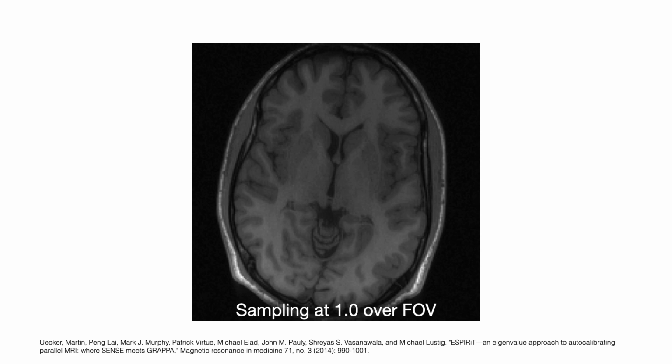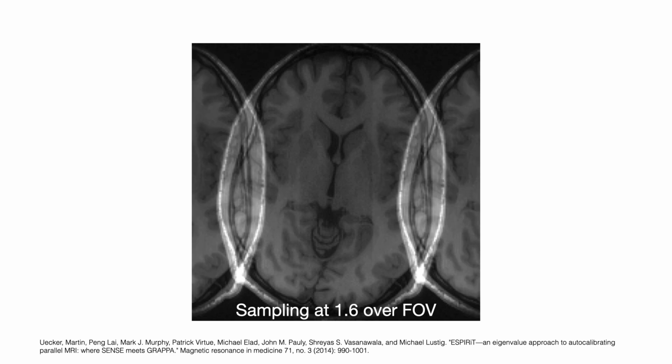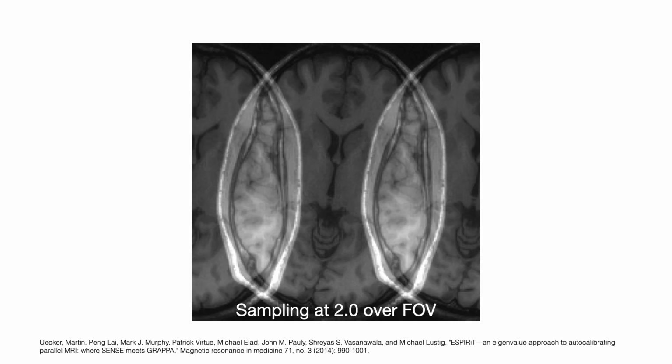Now I'm going to show you what happens if the lines get too close. Here I'm using data that was shared with the eSPIRiT paper. And currently what you're seeing is a reconstruction with the fully sampled data set. Now I'm going to increase the distance between the lines by 20%, 40%, 60%, 80%, and 100%. And you see that we get these replicated copies of our original image encroaching in from the sides. That's aliasing.